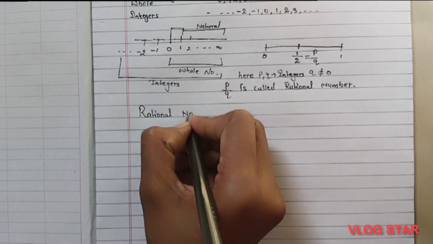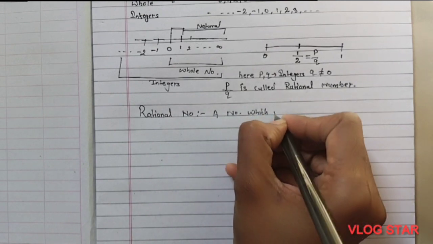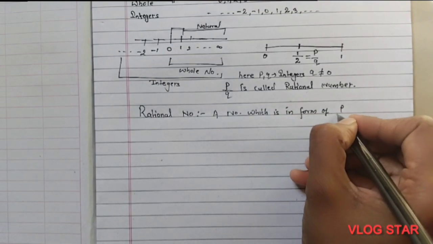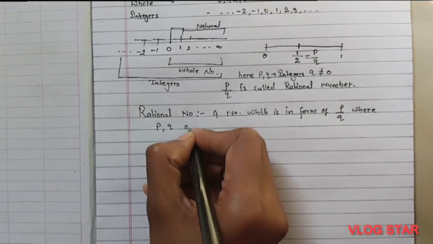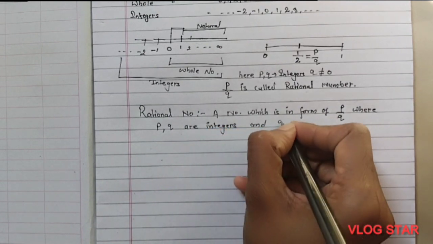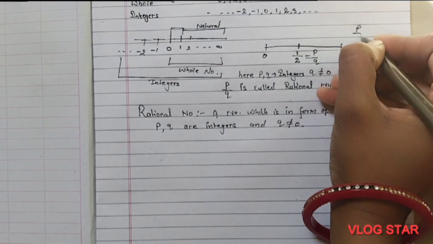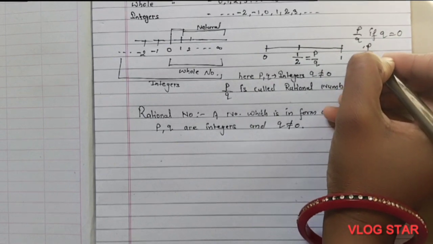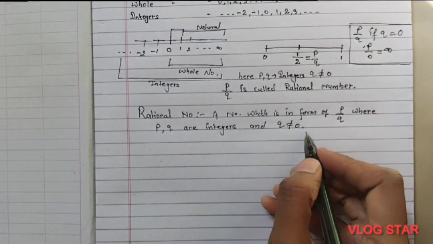A rational number is a number which is in the form p by q, where p and q are integers and q is not equal to 0, because if q is equal to 0, then this form will be infinity, which means undefined. That's why in a rational number q is not equal to 0.